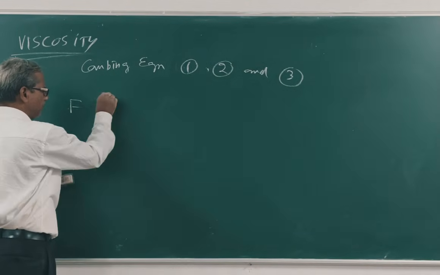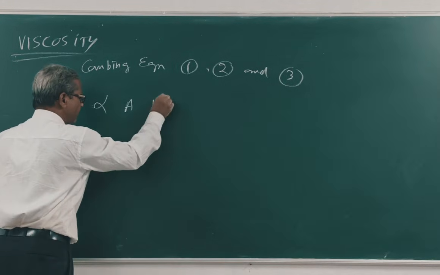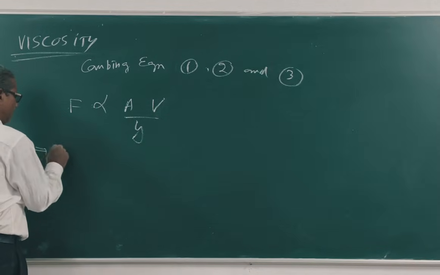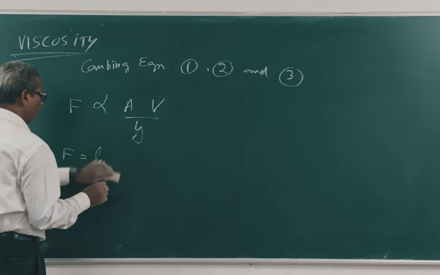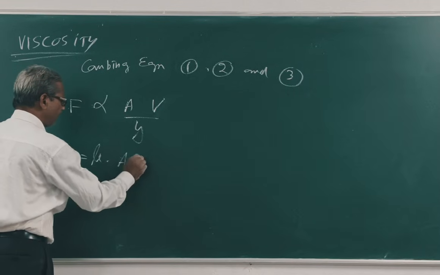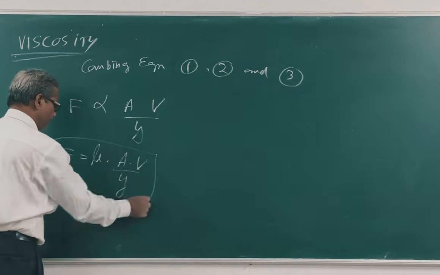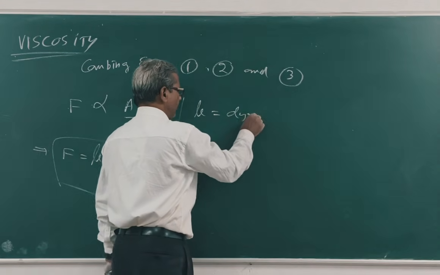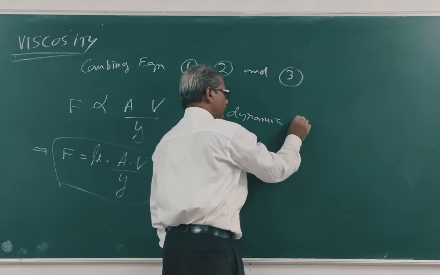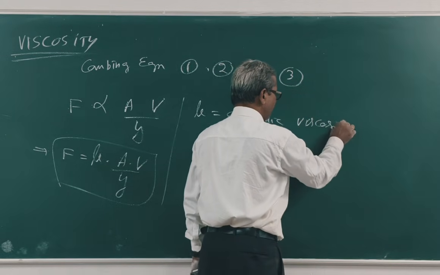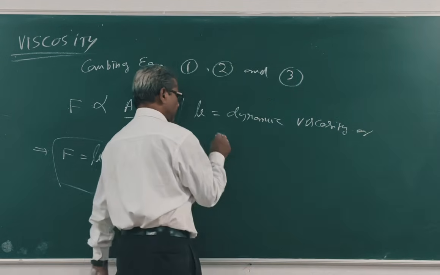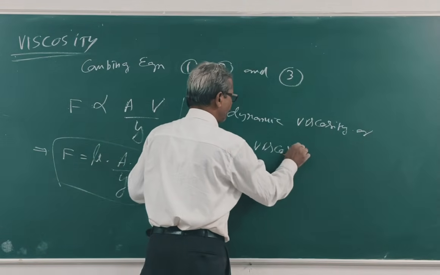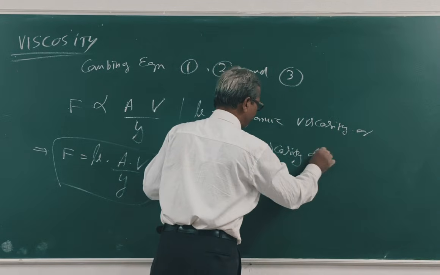F is proportional to A v by y. Clear? This implies F is equal to mu A v by y. What is mu? Dynamic viscosity, or simply viscosity of the fluid.